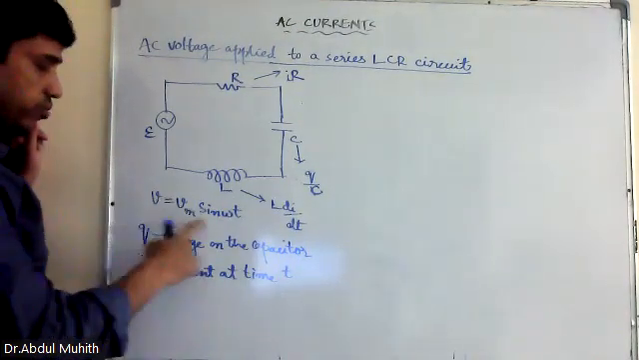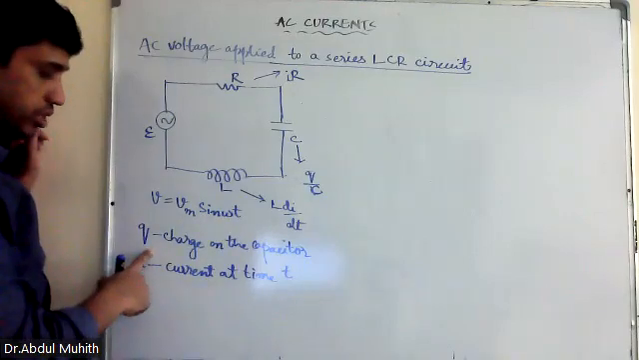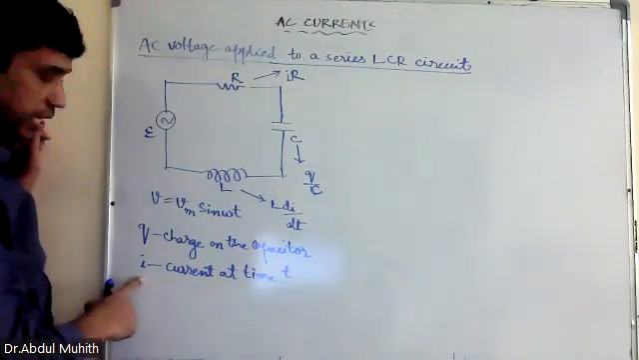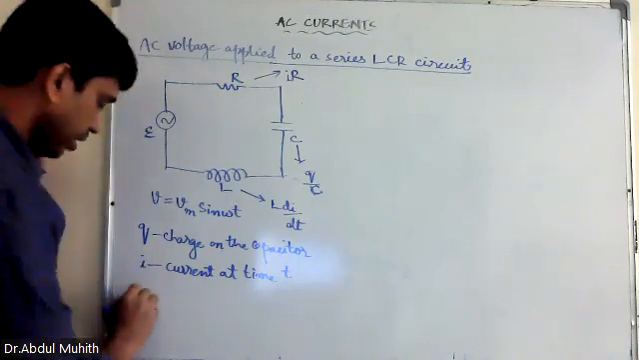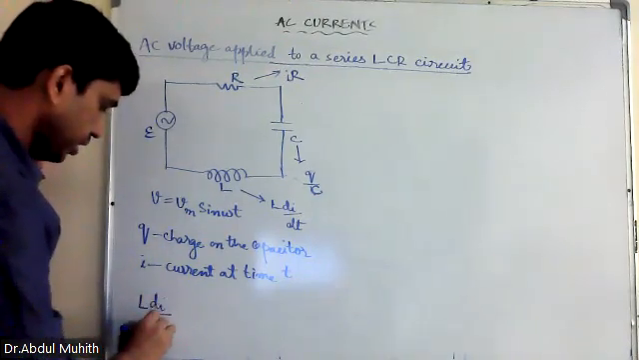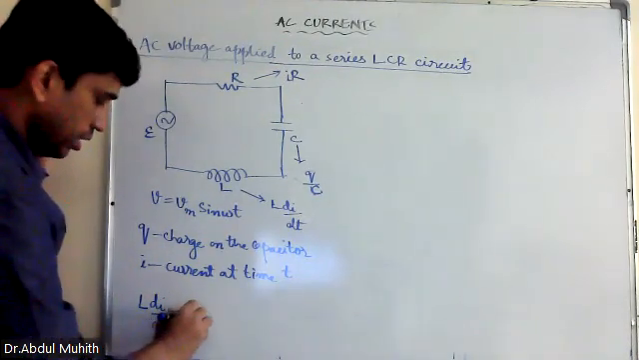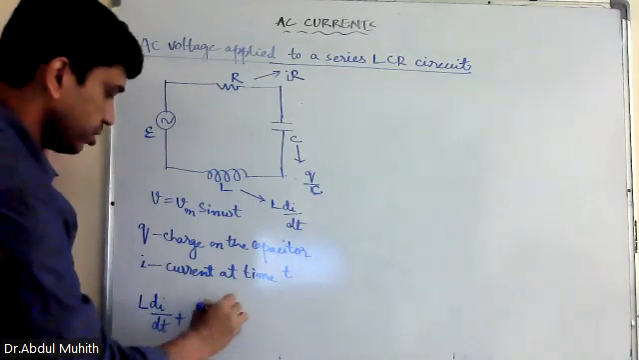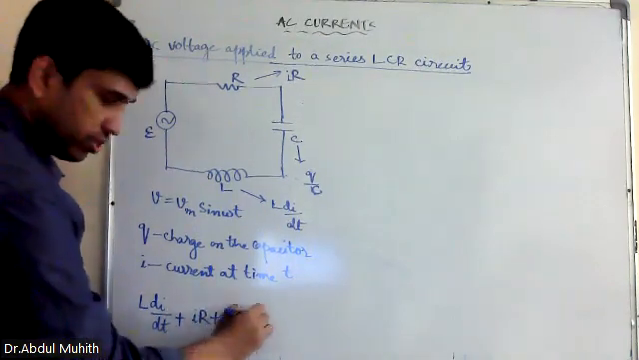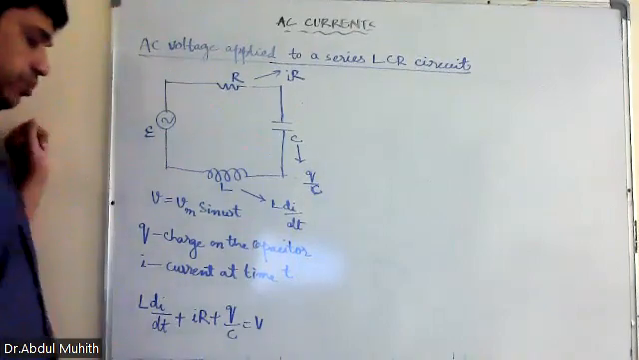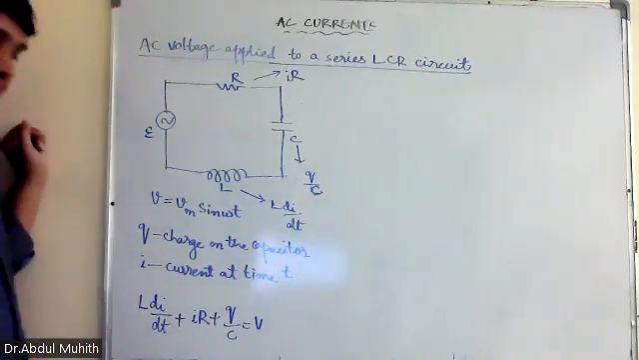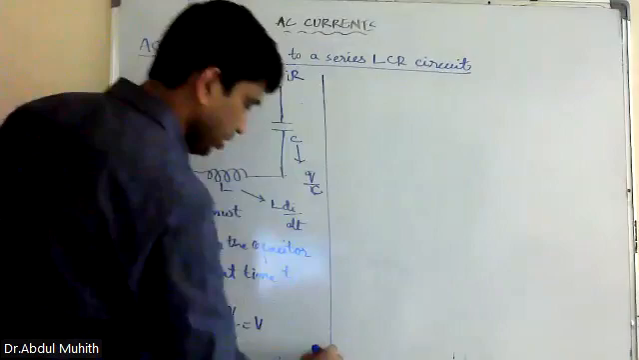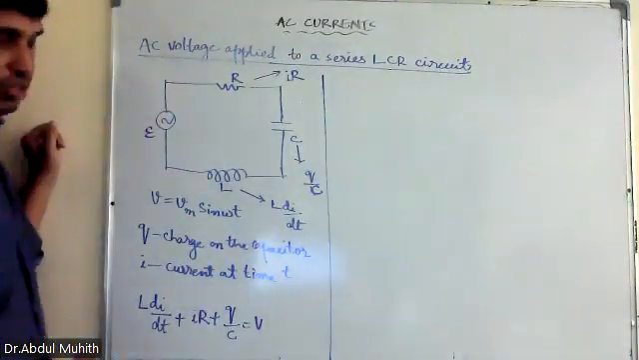So V is equal to what? Vm sin omega t. Q is charge on the capacitor. I is the current at time t. Now, what is the formula? L into di by dt plus I into R plus Q by C, which is equal to V. Understood? Now, come to the phasor diagram solution.